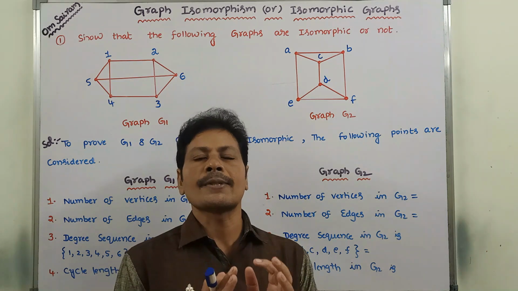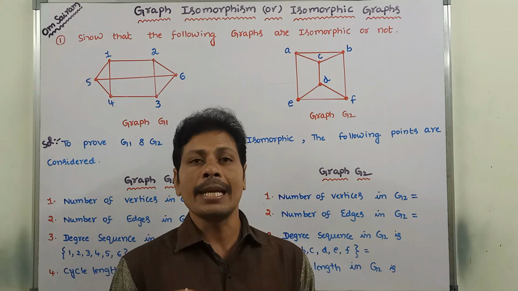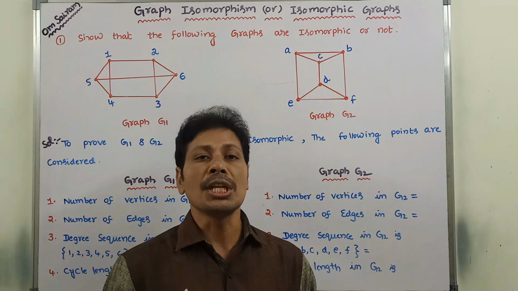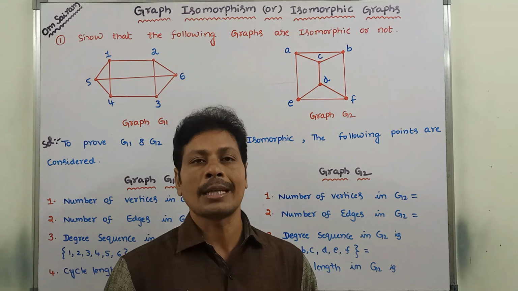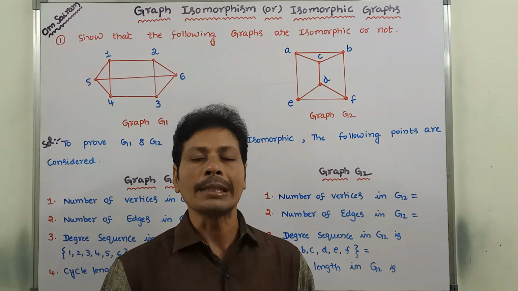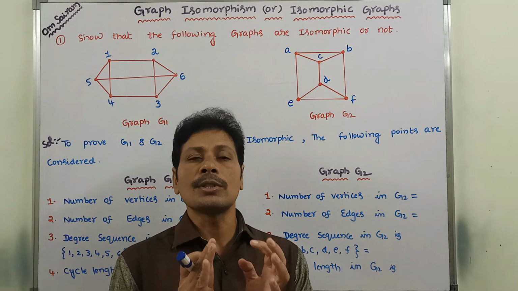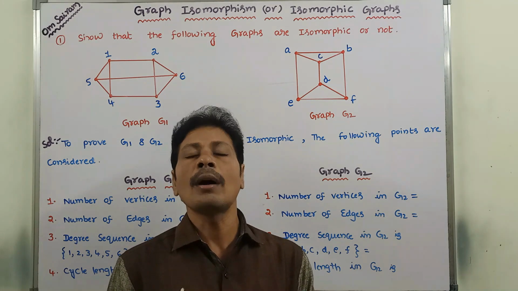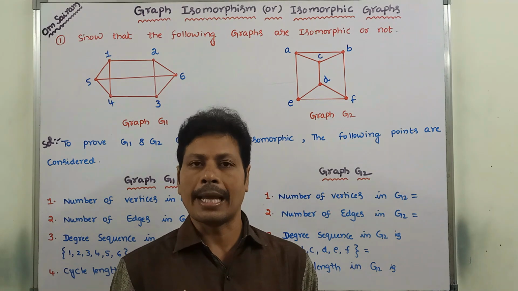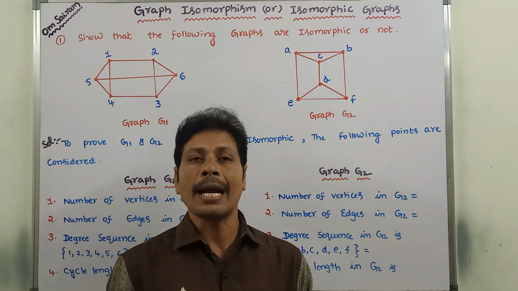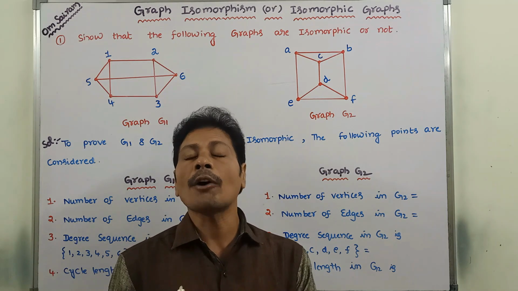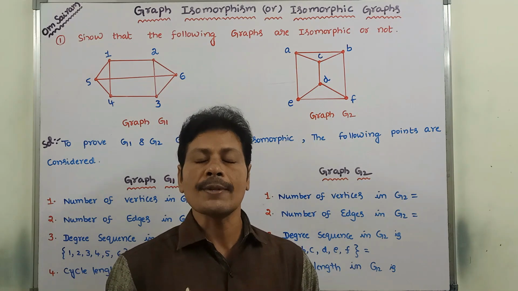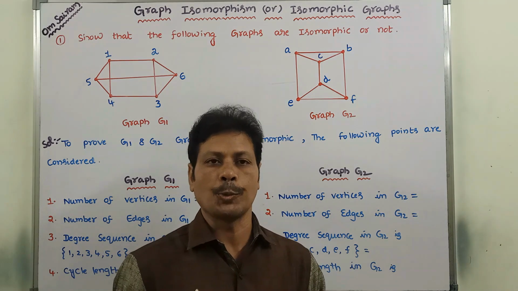If the two graphs satisfy these 7 conditions, we can say that G1 and G2 are isomorphic graphs. Graphs G1 and G2, in between them isomorphism is there. Then we can say that there is a graph isomorphism between the two graphs G1 and G2.